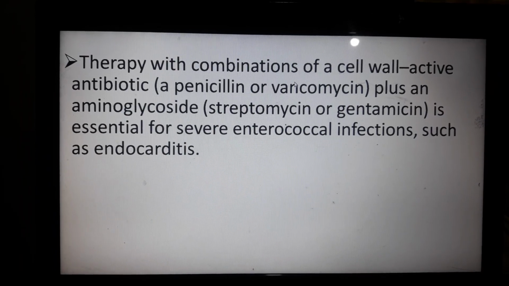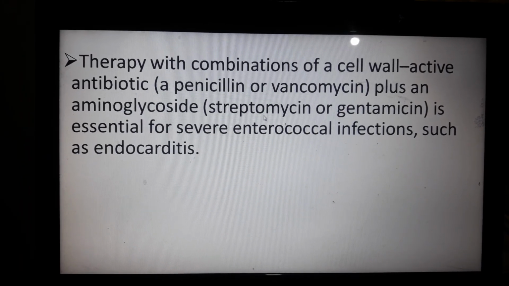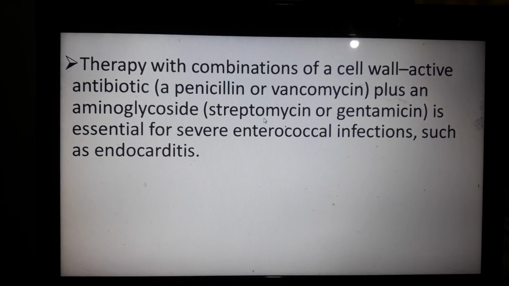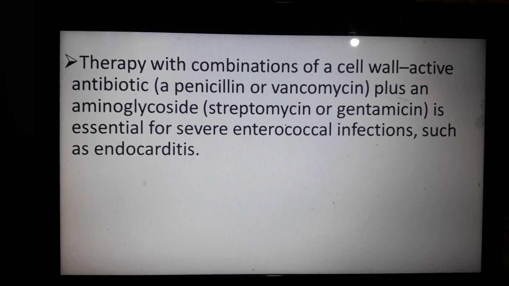Therapy is a combination of a cell wall active antibiotic, penicillin or vancomycin, plus an aminoglycoside such as streptomycin and gentamicin. This is essential for severe enterococcal infections such as endocarditis.